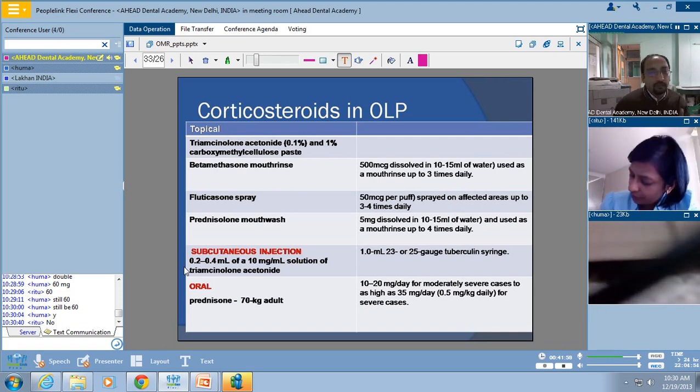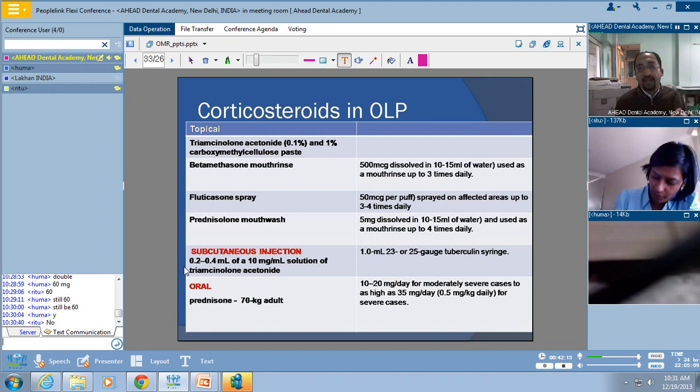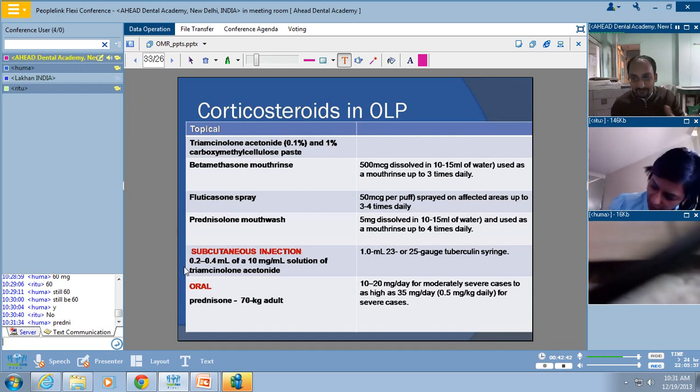So among these four choices, please try to remember the first one, triamcinolone acetonide. Well, all these are given definitely, but triamcinolone acetonide in 1% carboxymethylcellulose, that is just the name of the paste, but the steroid is triamcinolone. Try to remember this name because this is the most common example of the topical steroid. Okay? If I ask you which is the commonest systemic steroid given, what will be your answer? It will be prednisolone. The commonest systemic steroid is prednisolone, but the commonest topical steroid is triamcinolone acetonide. Is it clear till here? Okay?